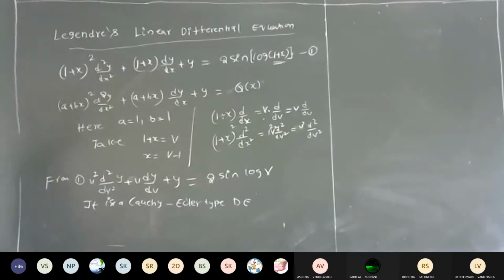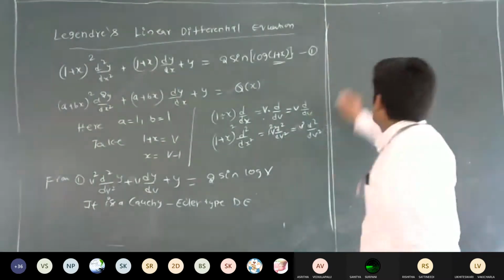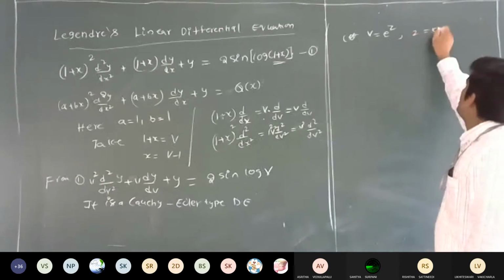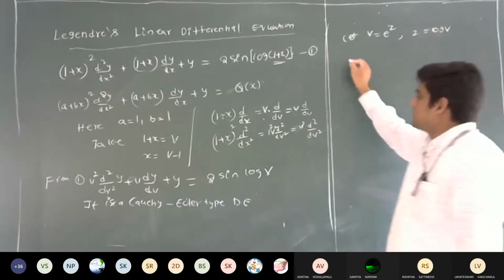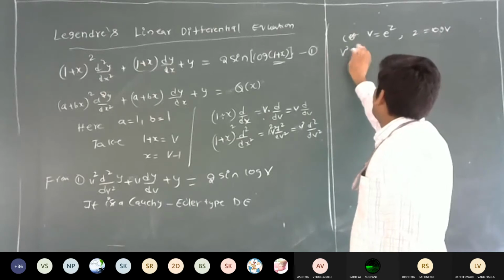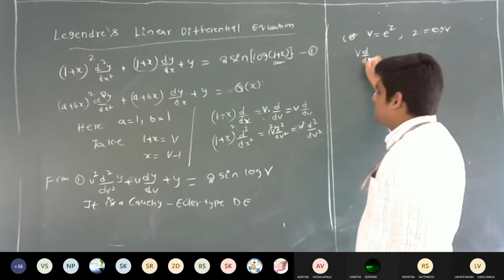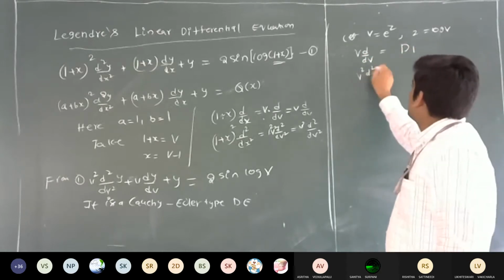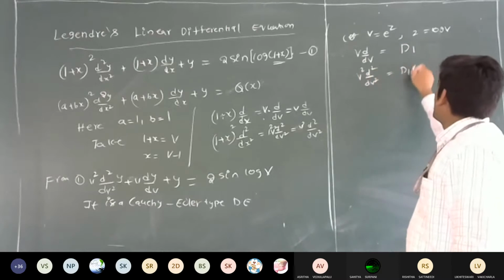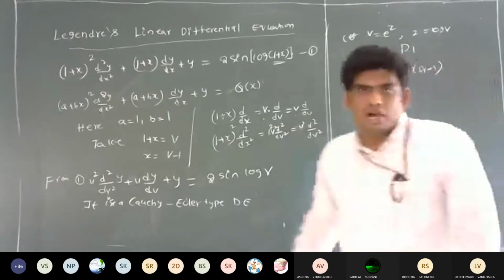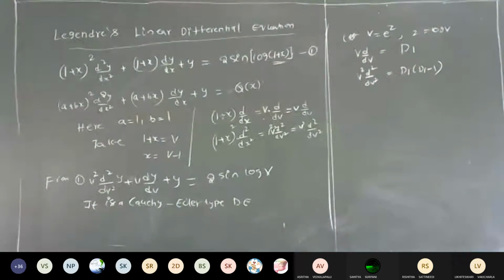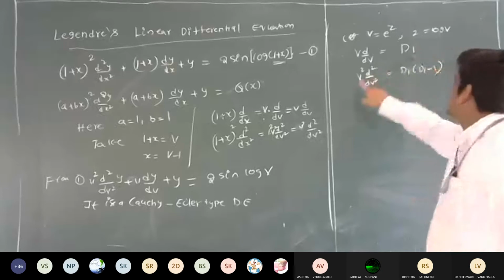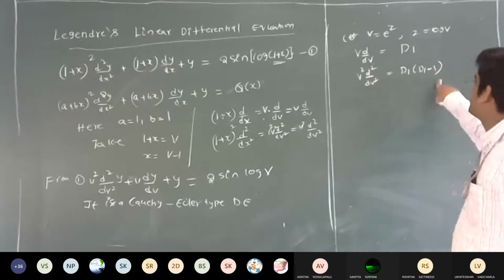So what is the next assumption? Let v is equal to e power z, that is, z is equal to log v. Next, v into d by dv is assumed as D1, and v square into d square by dv square. Are you following or not? Yes, sir. So v into d by dv is nothing but D1, and v square into d square by dv square is nothing but D1 into (D1 minus 1).